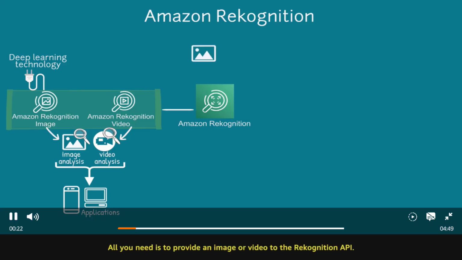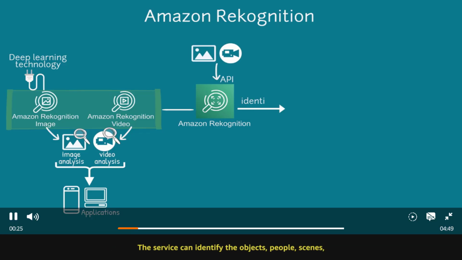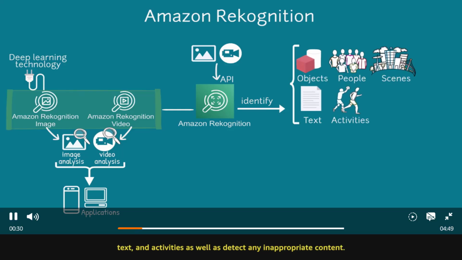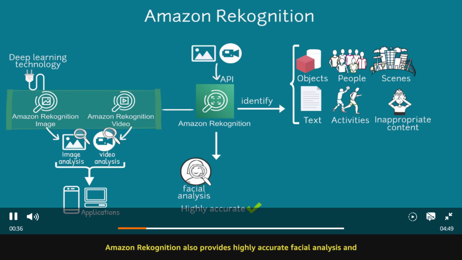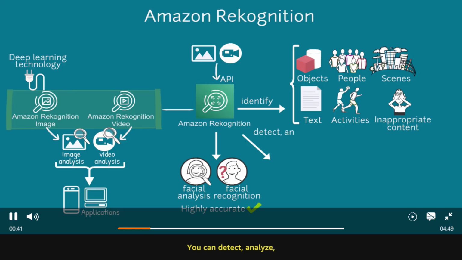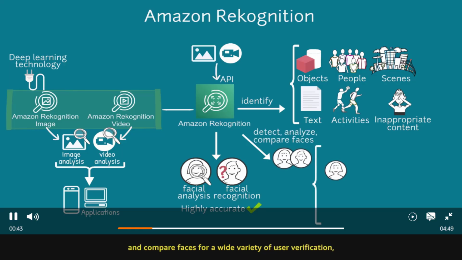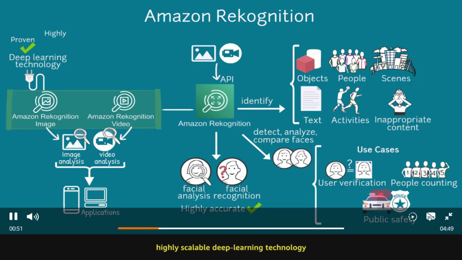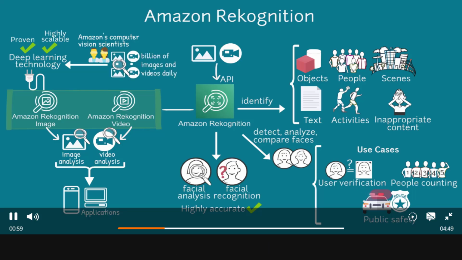All you need is to provide an image or video to the Rekognition API. The service can identify the objects, people, scenes, text and activities, as well as detect any inappropriate content. Amazon Rekognition also provides highly accurate facial analysis and facial recognition on images and video that you provide. You can detect, analyze, and compare faces for a wide variety of user verification, people counting, and public safety use cases. Amazon Rekognition is based on the same proven, highly scalable, deep learning technology developed by Amazon's computer vision scientists to analyze billions of images and videos daily.